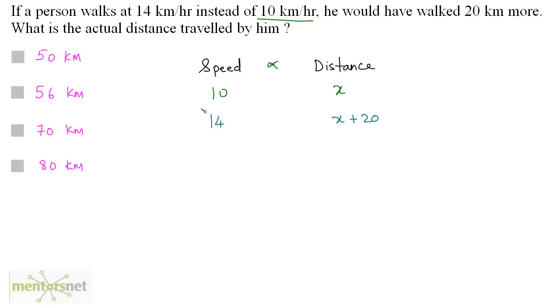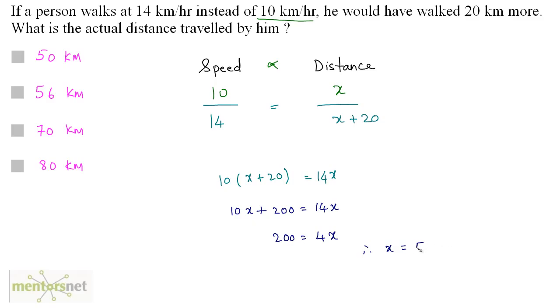Now we have a ratio and that is directly proportional to the other ratio, right? So we can directly equate these ratios. What I have is 10 times x plus 20 is equal to x times 14. So we have 10x plus 200 is equal to 14x, and therefore 14x minus 10x is equal to 4x. So 200 is equal to 4x, and therefore x is equal to 50 kilometers. So the answer is option A.